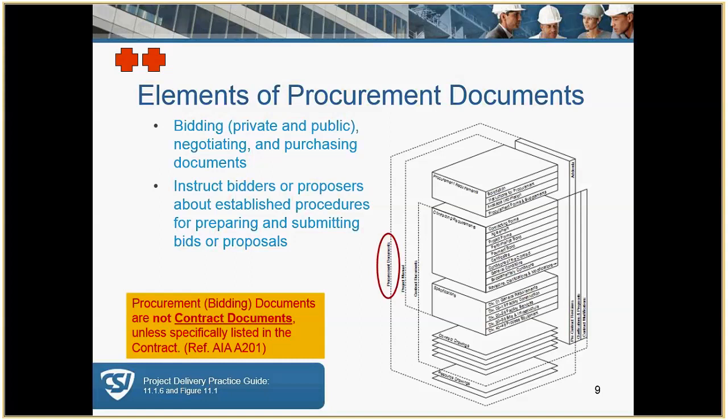Note that procurement documents are not contract documents unless they're specifically listed in the contract. The procurement documents are used for bidding and negotiating and purchasing. They encompass all the documents in the figure, including the specs and the drawings, except for contract documents and modifications.